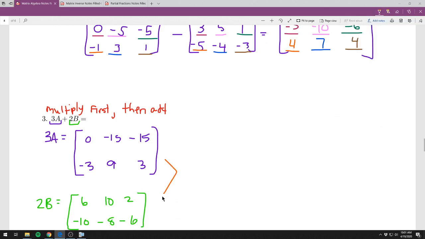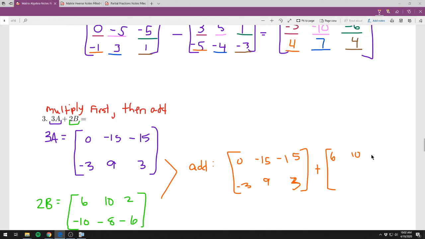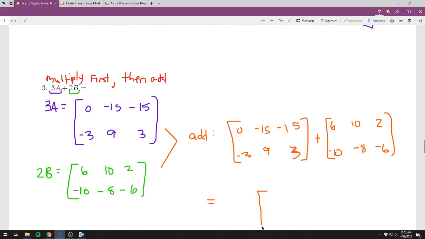All right, and now we add these. We have 3A, we have 2B, we want to add them. Once again, I'm just going to write it out to see what it looks like, because I don't like trying to read it in any way that's not natural to me. Okay, so this is 3A, this is 2B. And then we add these together.